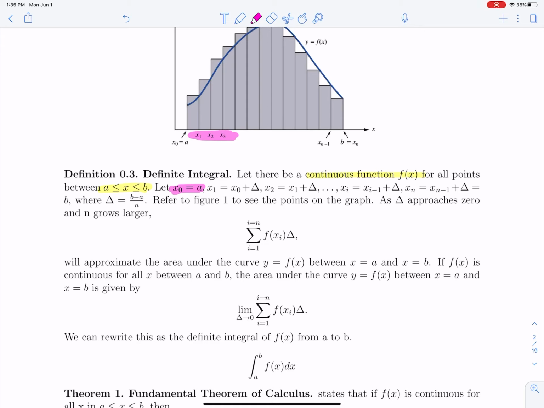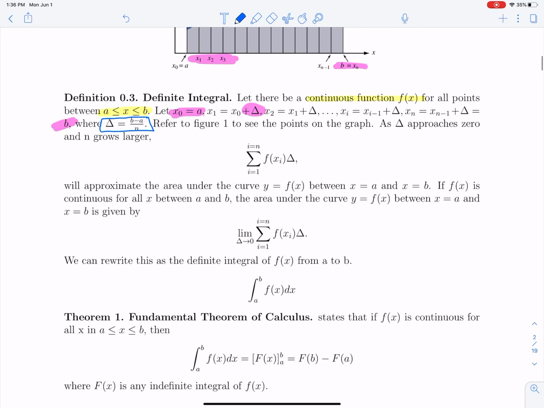delta each time to get these rectangles until we get to b. So if you notice, I add delta every time until I get to b. So we start at a, we go to b, and we're adding delta each time to get our x1 point, our x2 point, and so on. And I want to point out right here that delta is (b minus a) over n.